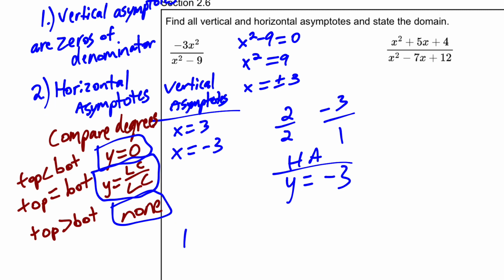Since they state the domain restriction here is where this can't exist, which means the bottom can't be 0, that's x is not equal to 3 or negative 3.